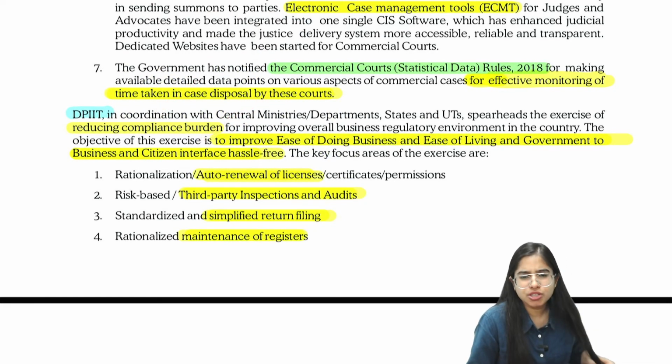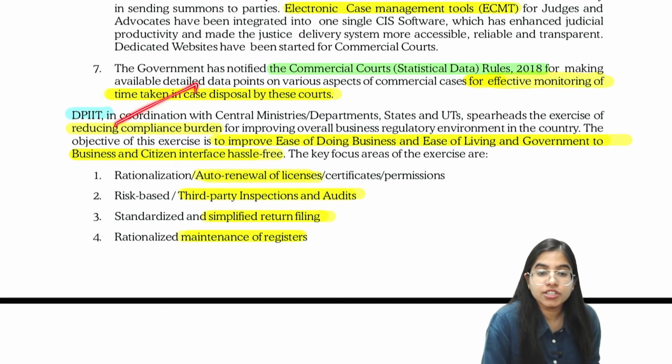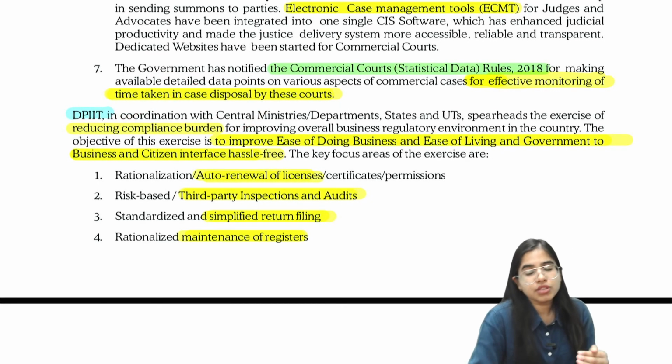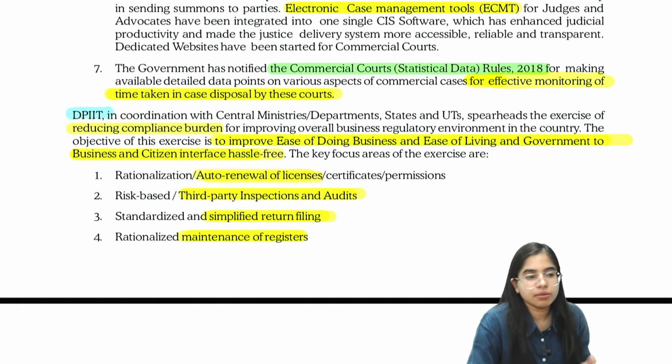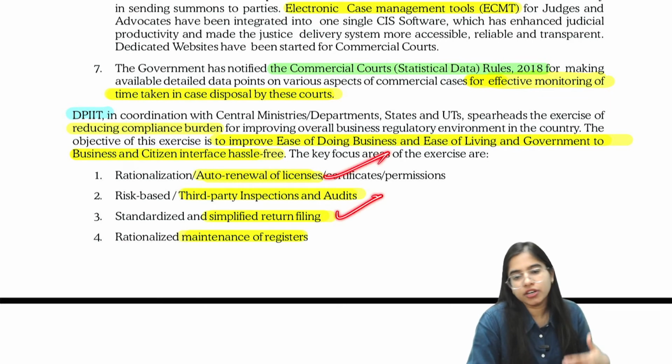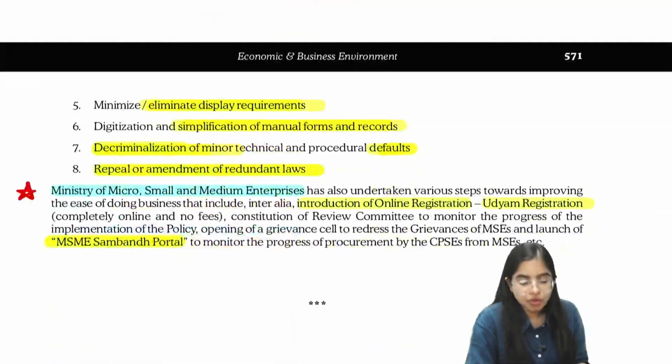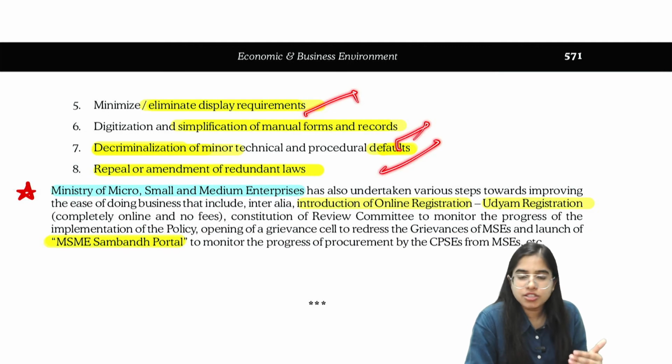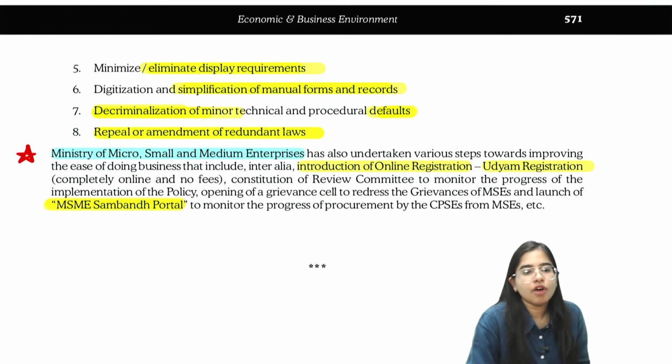This can be asked in an MCQ. Just refer to it. What initiatives are taken by DPIIT to reduce compliance burden? Like automatic renewal, third party audit, simplified filing, maintenance of records, eliminate display requirements, simplified records, decriminalization of minor default, and repeal or amendment of redundant laws.